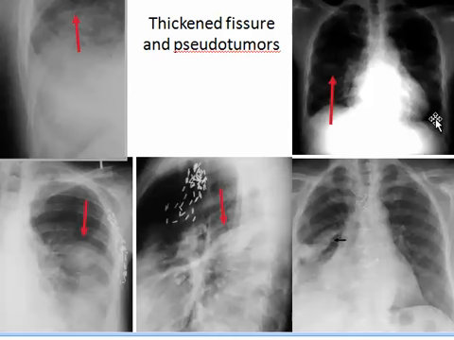Thickened fissure and pseudotumors. This one is called pseudotumor because it appears and disappears. It's not a tumor. This is the fissure which is thicker than a pencil line, and here is the fissure within the posterior part of the oblique fissure with fluid collection, and here is the transverse fissure with fluid. Different cases of fissural collection, and these are called pseudotumors.